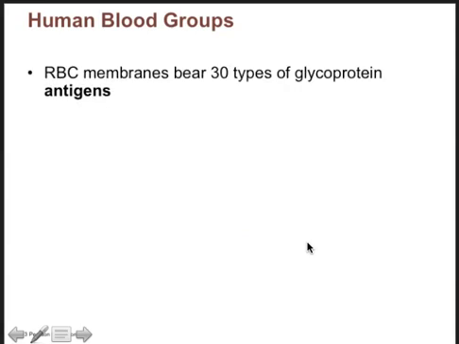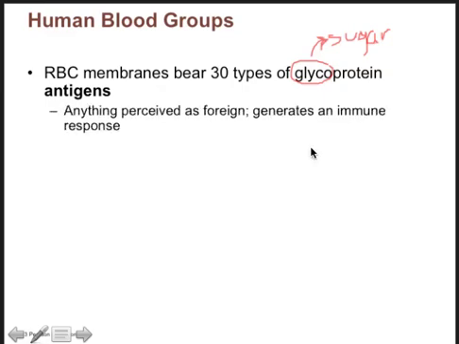Red blood cell membranes bear about 30 different types of glycoprotein antigens. And here we go again, glycoprotein. What is a glycoprotein? Glyco means sugar, and protein means protein. So a glycoprotein is a protein with sugar components attached to it. These antigens act as ID tags for your red blood cells. Anything perceived as foreign can generate an immune response, and what would be perceived as foreign is anything that doesn't have the same antigen display as your normal tissue.